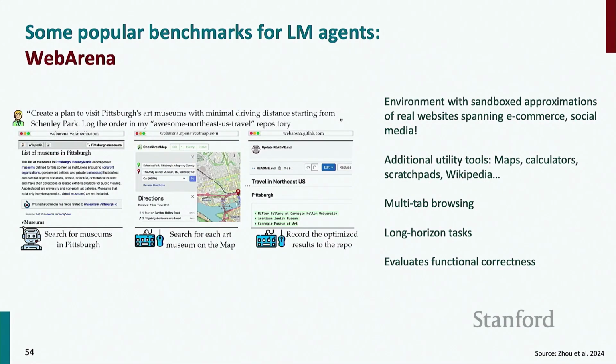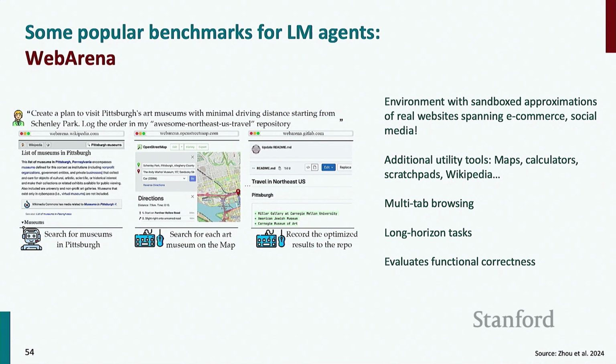A second, slightly more real-world benchmark is WebArena. This is also a sandbox environment, but it's a pretty close approximation of real websites that span e-commerce. So there is a website in WebArena that resembles Amazon, and social media, something that resembles Twitter. And additionally, there are utility tools like maps. So an instruction could require a model to open up a map application, find the shortest path from point A to point B, and use that in its later sequence of actions.